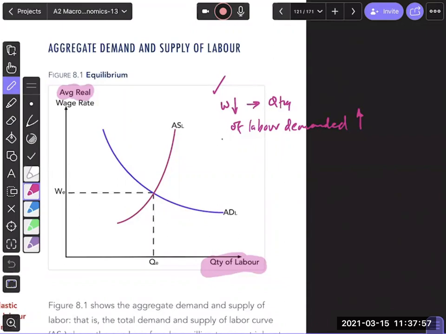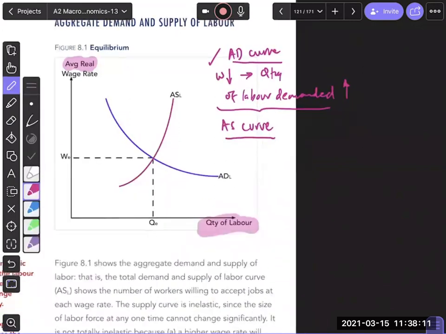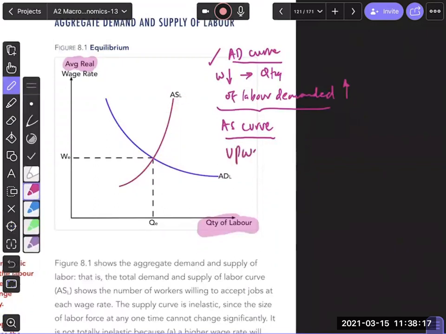But the aggregate supply curve is upward sloping. This is my AD curve. But my AS curve, guys, is upward sloping. Why is my AS curve upward sloping? We need to understand that our AS curve is not only upward sloping, let me write this, it's upward sloping, but also inelastic.